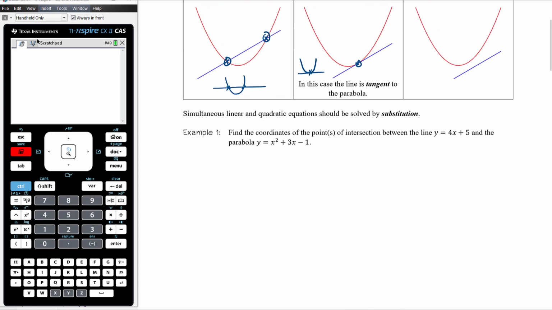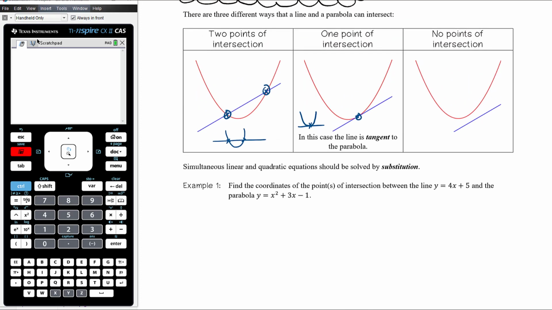You'll recall that when we're finding the points of intersection between two graphs, we find that by solving the equations simultaneously. And when we solve two linear equations simultaneously, we have a number of different solution options, elimination and substitution. When one is a line and one is a parabola, substitution is always going to be the way to go.